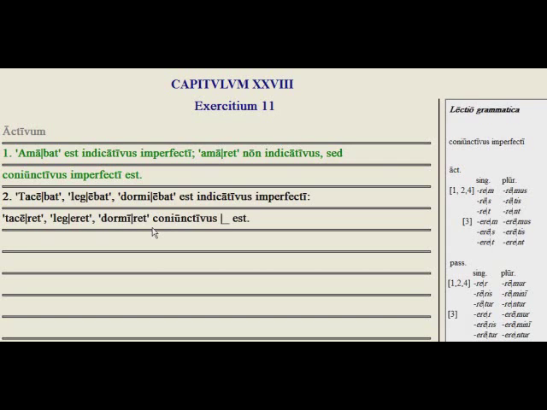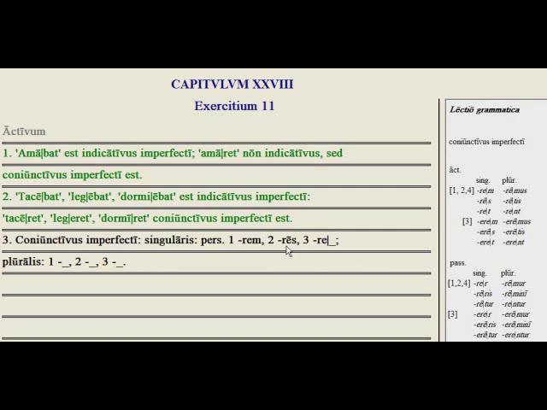And so instead of saying imperfect subjunctive, which is the way we say it, they say the subjunctive of the imperfect, imperfecti. Conjunctivus imperfecti, the imperfect subjunctive. Singular. Persona prima, the first person, -rem. Second person, -res. Third person, -ret. Plural, -remus, -retis, and -rent. Okay, go ahead and try the rest of that, and let's go on to exercise 12.